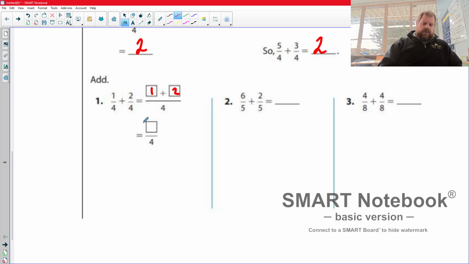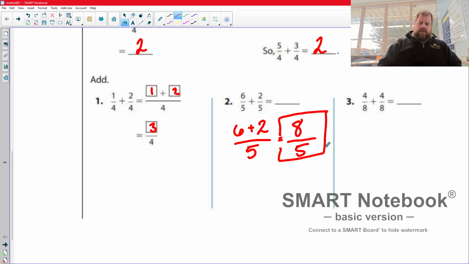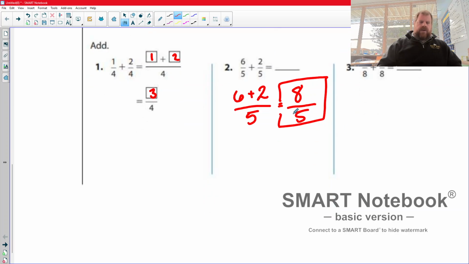I have 1/4 plus 2/4 giving me 3/4. I will say that intermediate step I really do like. I think about this step almost all the time. I maybe don't write it every time once we get past today. But 6 plus 2 is 8, and we have 8/5. I'm okay with that as my answer, even though it's an improper fraction. Also, if you wanted to say it was 1 3/5, that would be okay also. But again, totally up to you, kind of what you prefer.